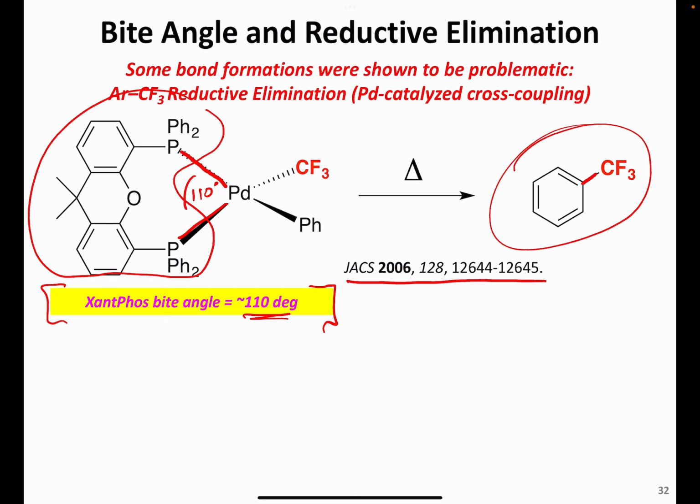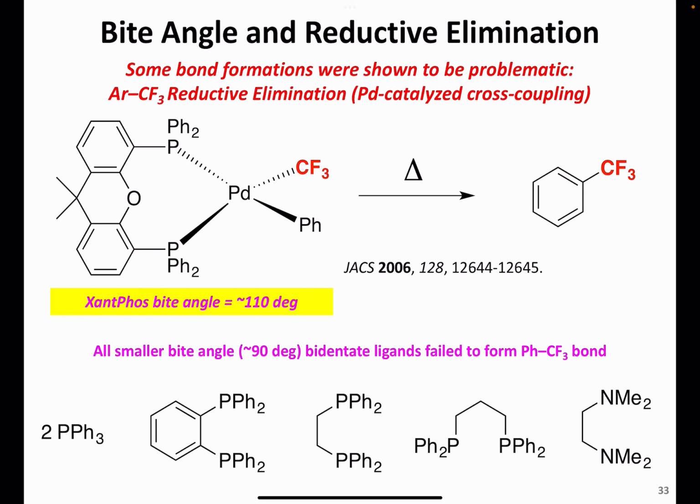This is a square planar transition metal complex. That angle wants to be 90 degrees. Well, it's occupying more space. That forces CF3 and phenyl into closer proximity. Turns out you just heat this just a little bit for a few hours, and you then reductive eliminate the phenyl CF3 group. Other bidentate ligands were used that had smaller bite angles.